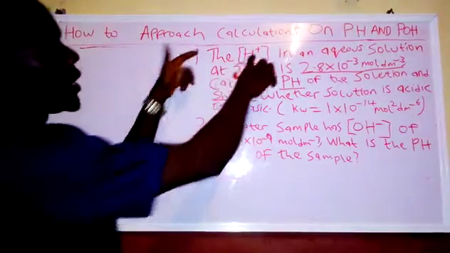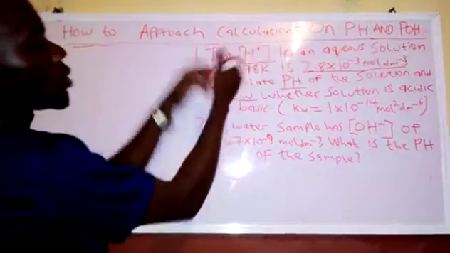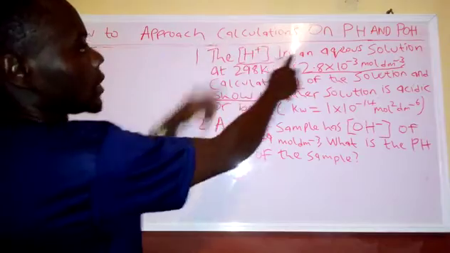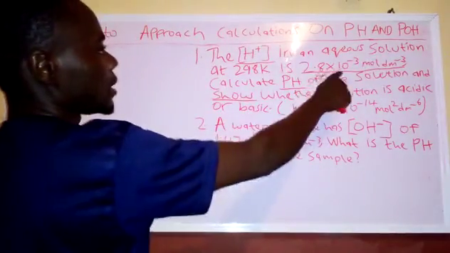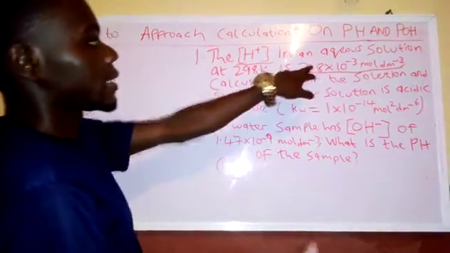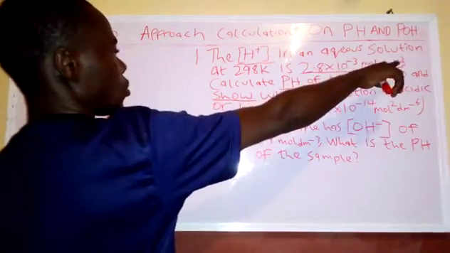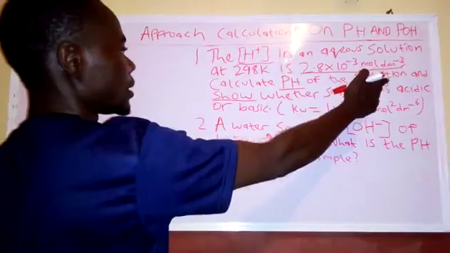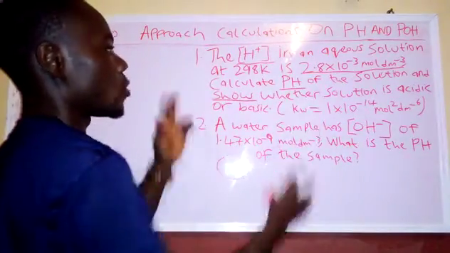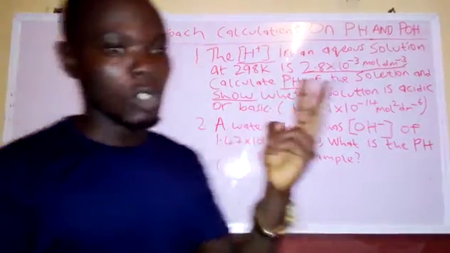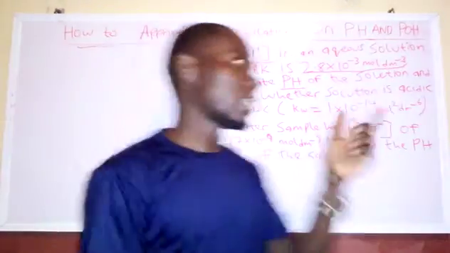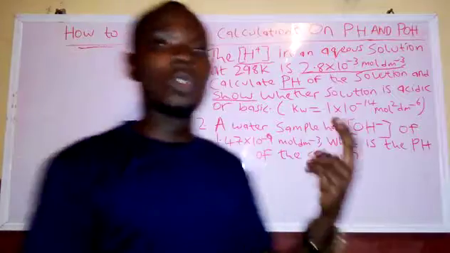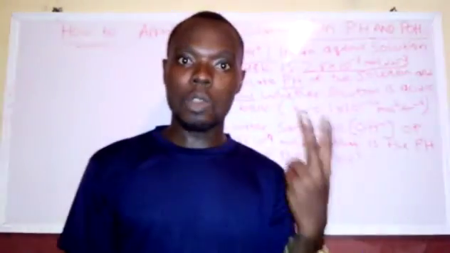Now look at question 1. It says the H plus, this is the hydrogen ion concentration. Now look at this sign, it means concentration. This hydrogen ion concentration in an aqueous solution at 290 Kelvin is 2.8 times 10 raised to the power minus 3 mole per dm cube. They now say calculate the pH of the solution and show whether the solution is acidic or basic. Now look at this question. You are required to do two things. First, you need to calculate the pH of the solution. Second, you need to show whether it is acidic or basic.